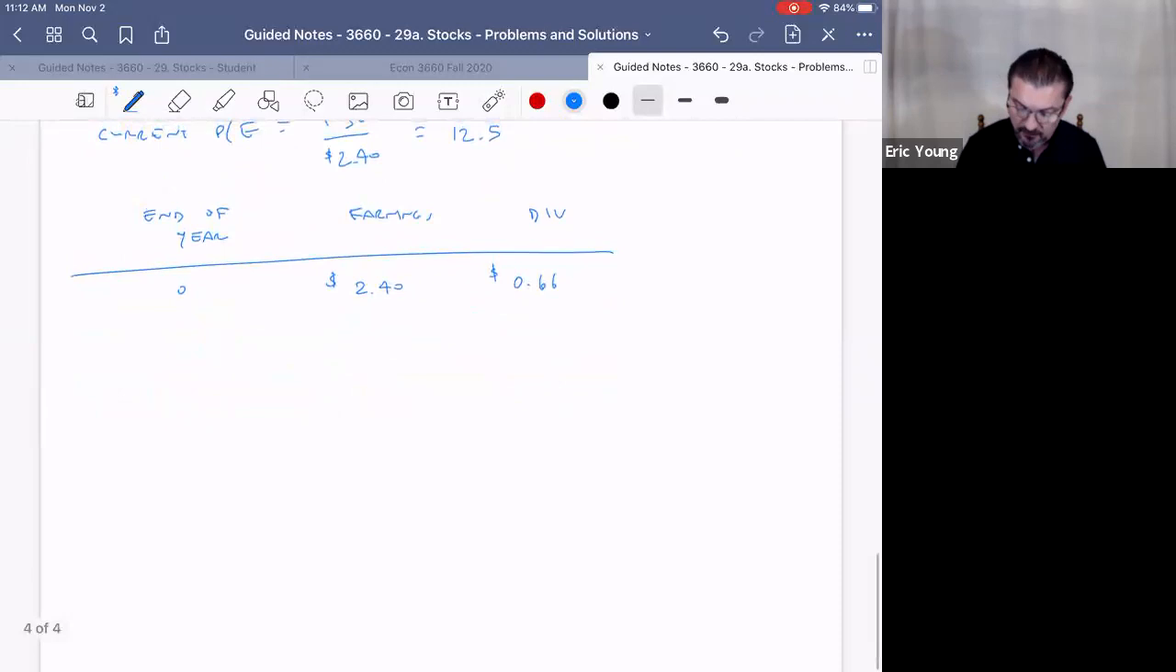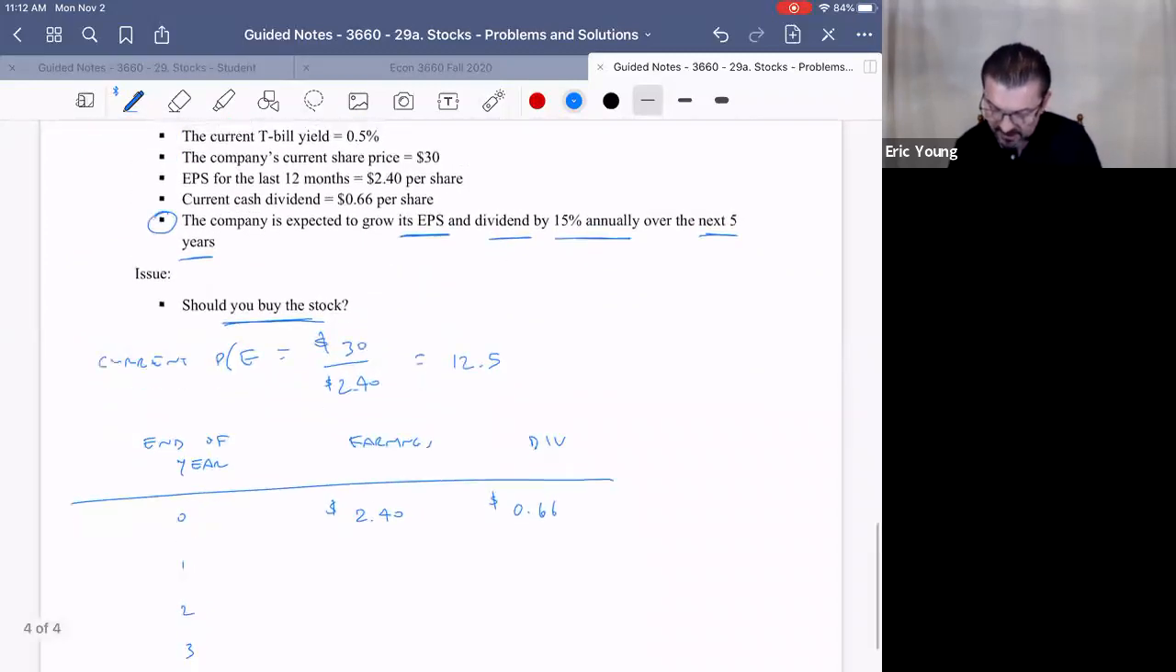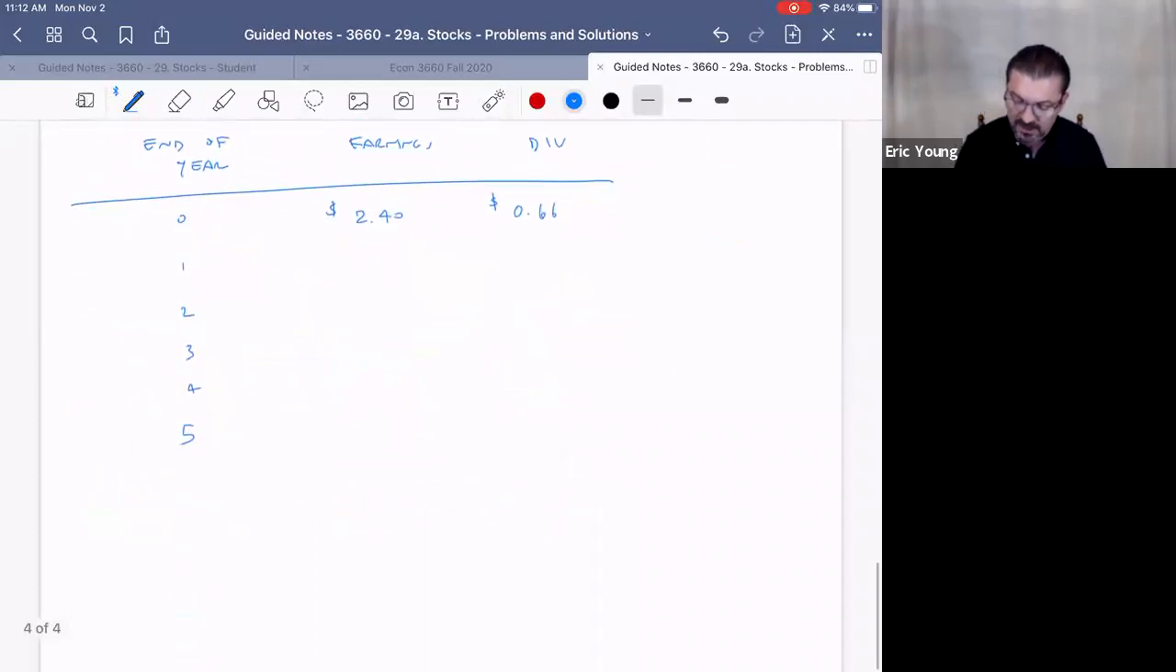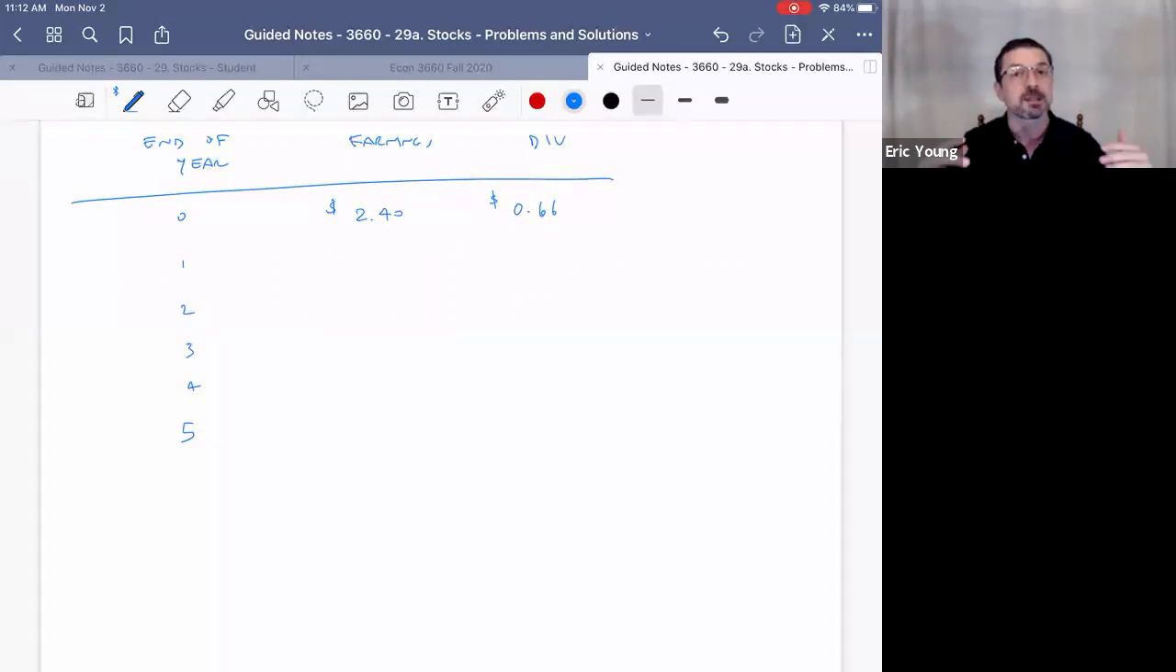What we assume, my friends, is that over the next 5 years, those are going to grow by 15%. So we're going to take those earnings per share and that dividend per share, and we're going to grow that up by 15% per year.